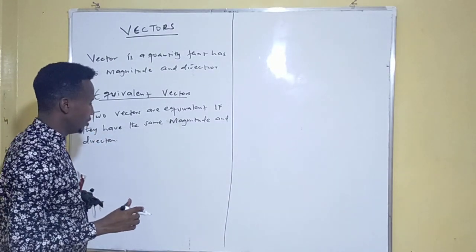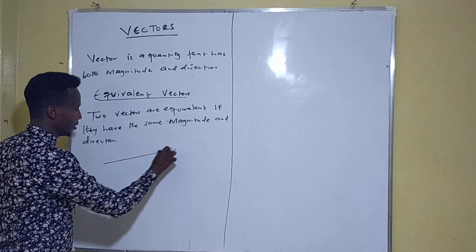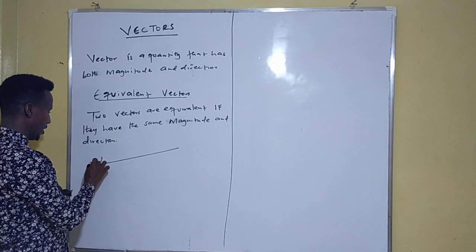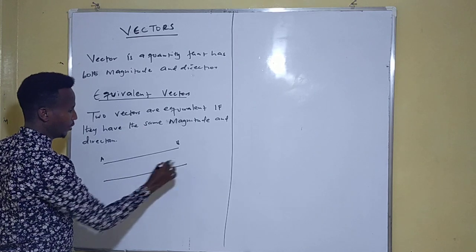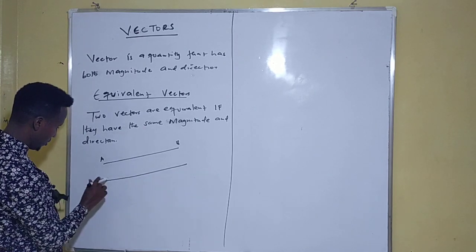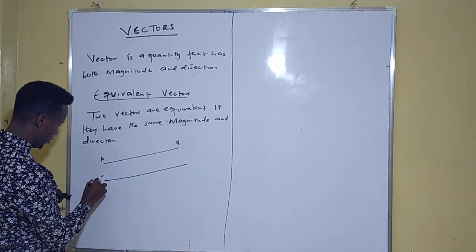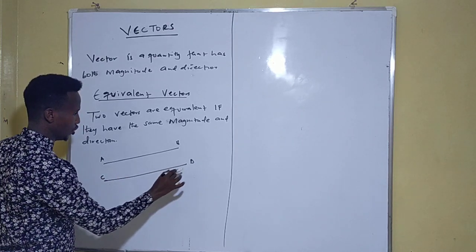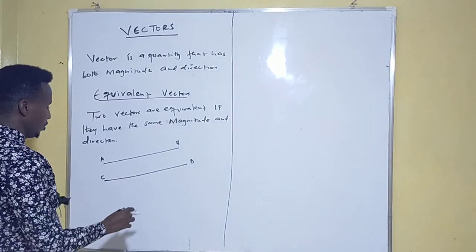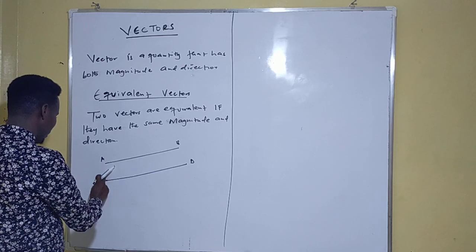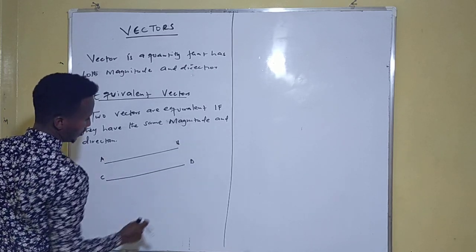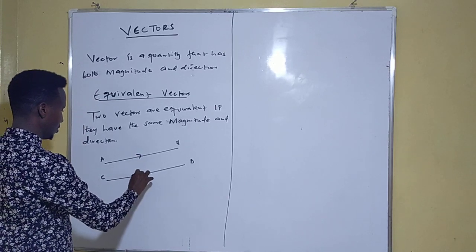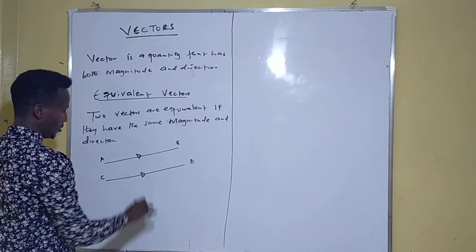Understand that? So now let's say this is A, B. Then you have C, D. So if they have the same magnitude and same direction, okay? Same magnitude and same direction.